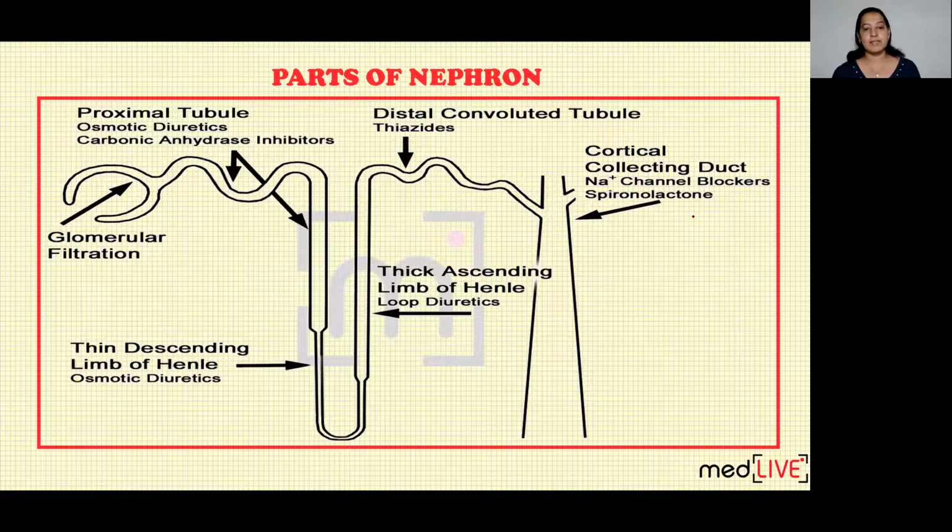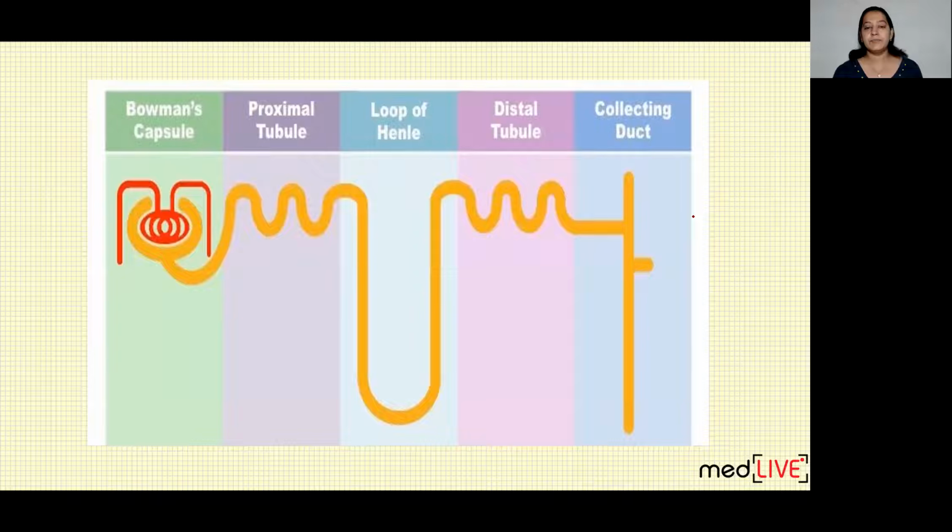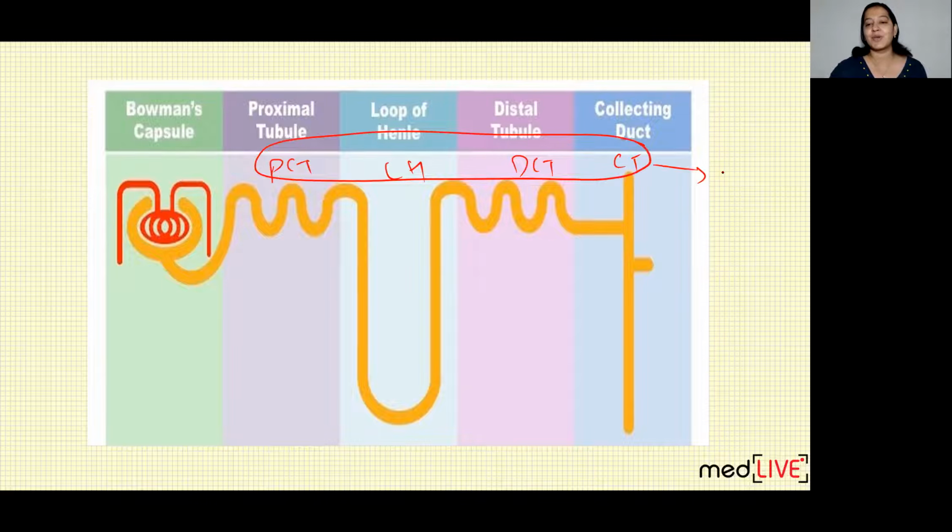Again, in this diagram, you can see all parts of the nephron clearly. One more thing, all the tubules together, that is PCT, loop of Henle, descending limb as well as ascending limb, DCT and collecting tubules, all these together are known as tubules. So I can say nephron has 2 parts. One is glomerulus, that is Bowman's capsule and tuft of capillaries, and the other is tubules. Tubules consist of PCT, loop of Henle, DCT and collecting tubules.